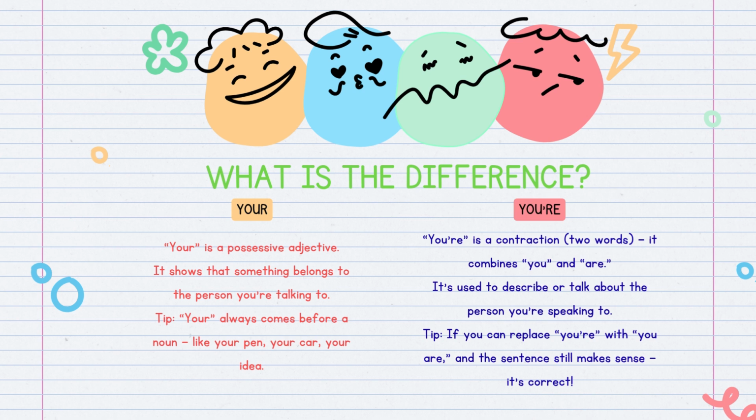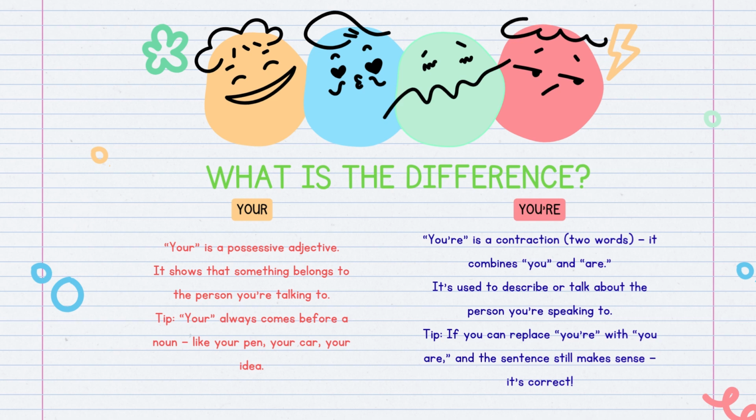So, what's the difference? Well, again, "your" is a possessive adjective. It shows that something belongs to the person you are talking to. A tip to always remember: "your" always comes before a noun, like your pen, your car, your idea. It's something that belongs to you.